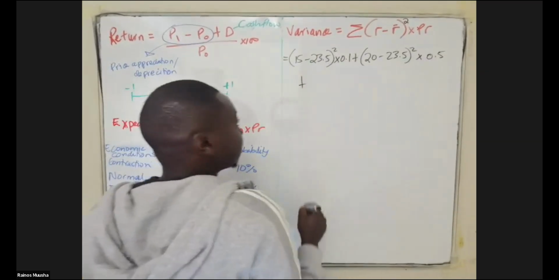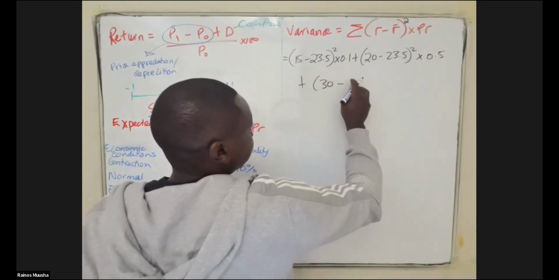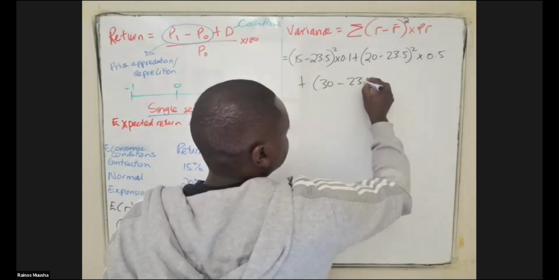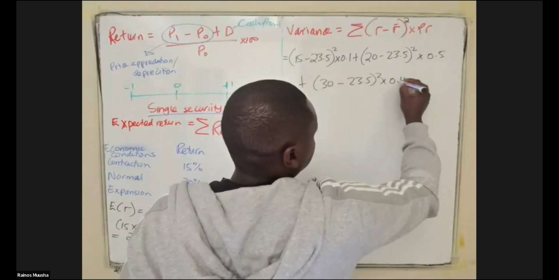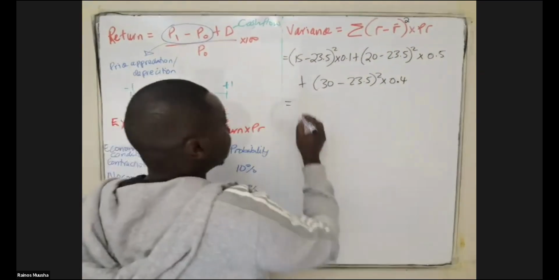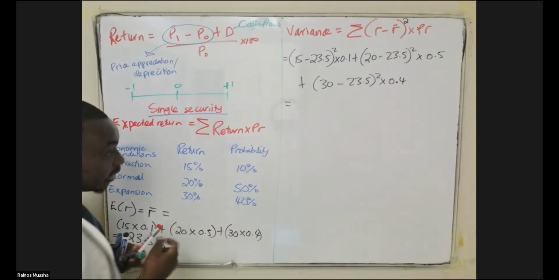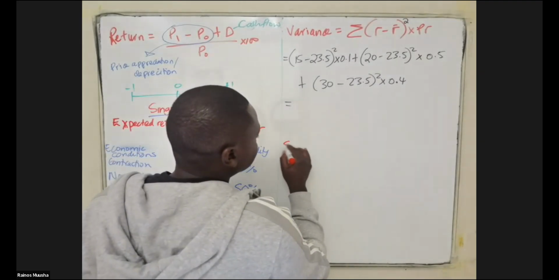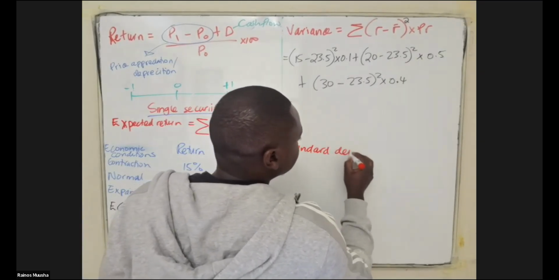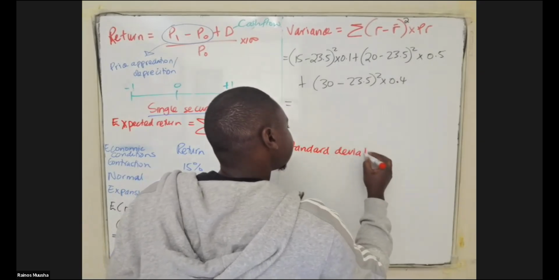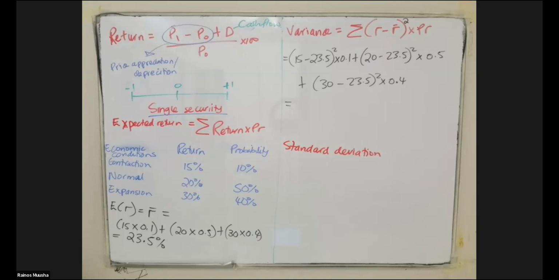Plus, for the next scenario, your return is 30%. Your expected return is 23.5. Square that, and the probability of this happening is 40%, which is 0.4. So given this information, now we need to find out exactly, what is the variance? Then after you calculate the variance, that's when you can calculate what? The standard deviation. You cannot calculate the standard deviation without calculating the variance. So in this case, how much do you get as the variance?